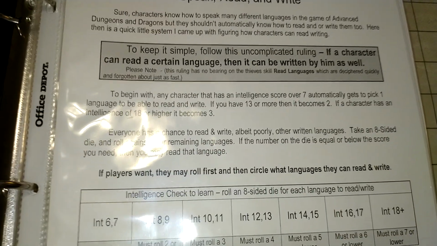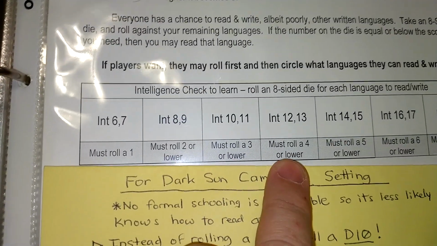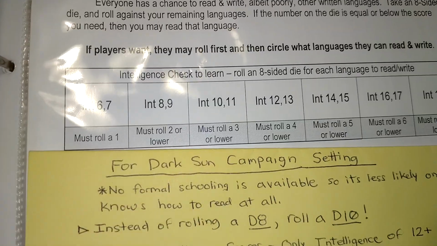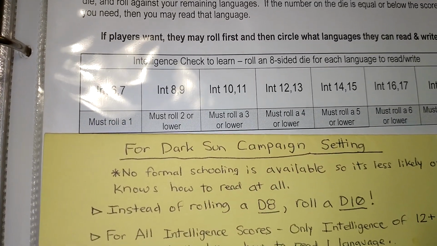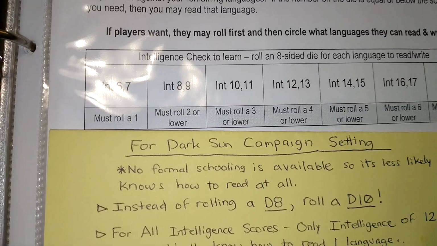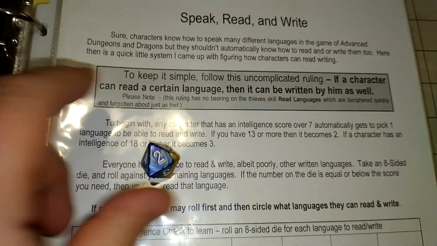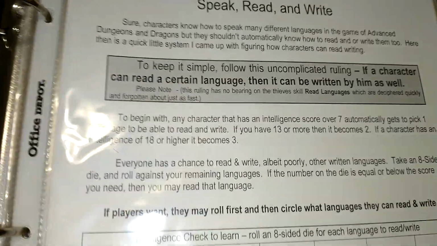But, so 13 down here, if you look, it says that he must roll a 4 or lower on an 8-sided die. And we'll say he gets to learn 3 or 4 more languages. Okay, so I'm going to roll the die here. So 3, 4, 2, 2. Things went absolutely great for him.